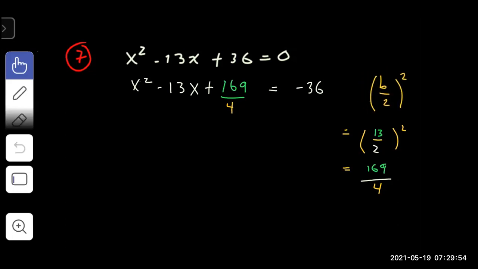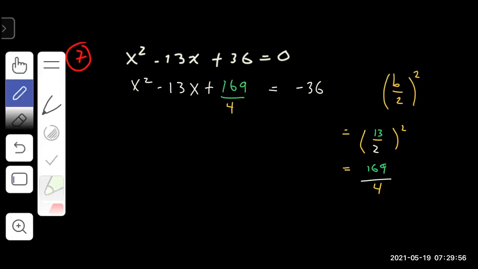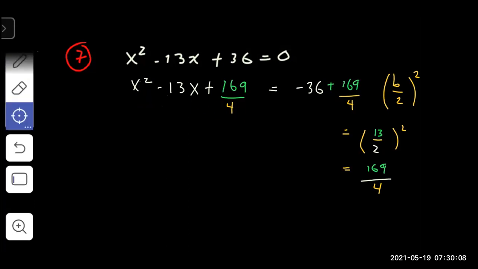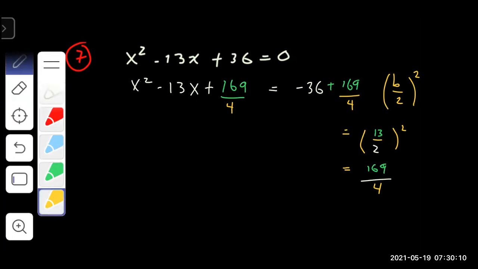Don't forget that part, please. I'm going to add the same number right here, 169 plus 169 over 4. Now let's factor this. This is a perfect square trinomial now. So let's factor it. Parentheses, equals.